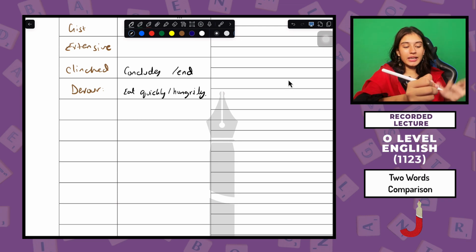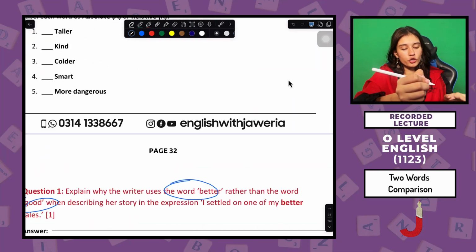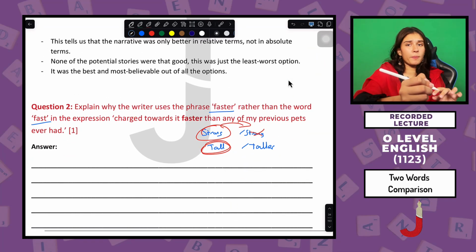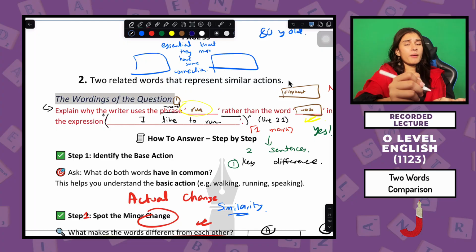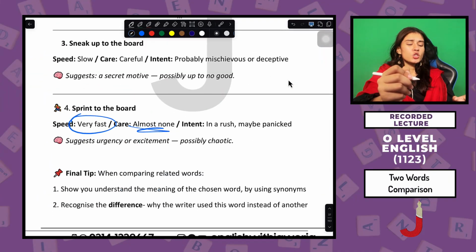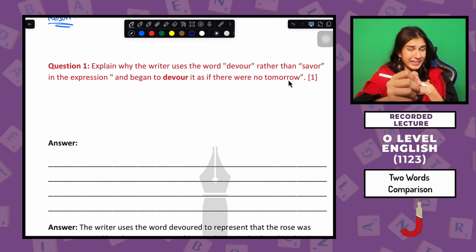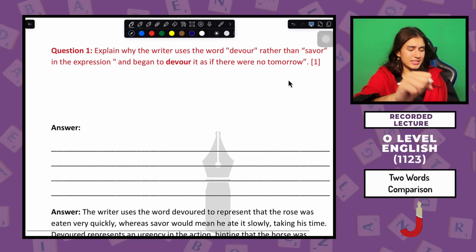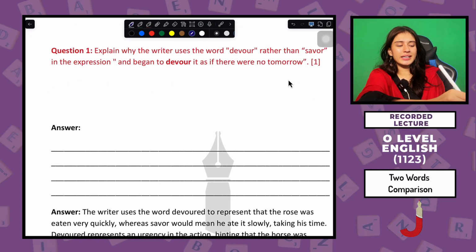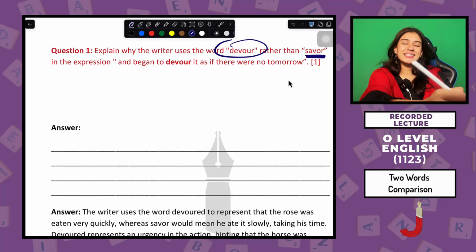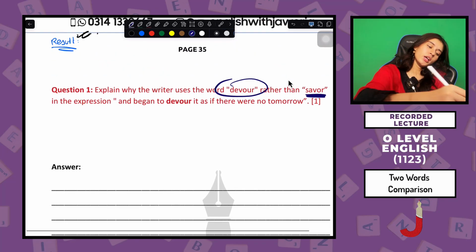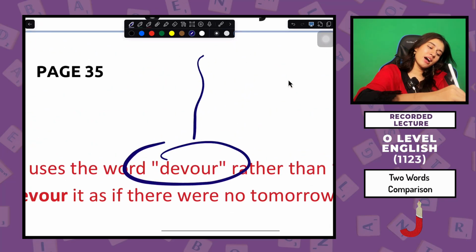So the thing is, the deer comes to their house after a long journey, and they just quickly gobble up her mother's prize roses. Prize roses mean that her mother must hold the flowers very dear to her heart, and the deer just comes and eats them. Anyways, the question is, why has the writer used the word devour instead of the word savor in this sentence? I already told you what the word devour means.